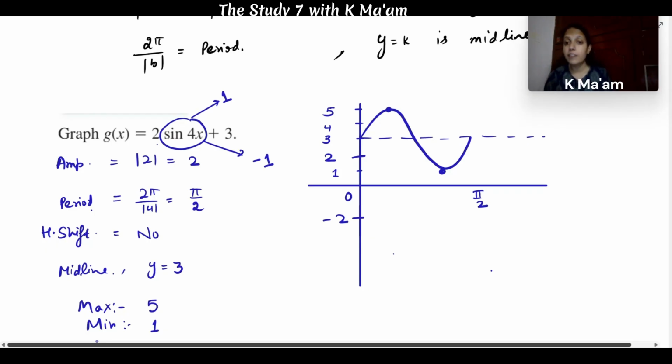For any graph you have to draw, you must know how to draw the basic graph of sine x. The others are just transformations of it. You are stretching, shrinking, shifting left, right, up, down. You are just making transformations on that only.